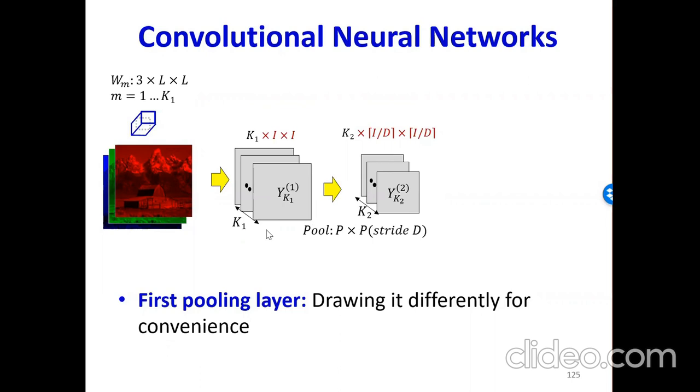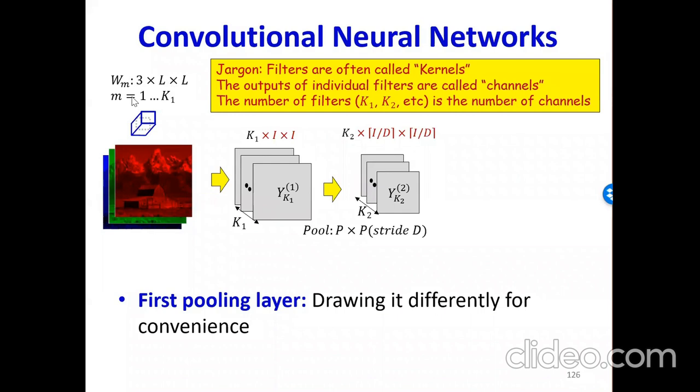And then I'm going to introduce a little more jargon here. These convolutional filters are often called kernels. The outputs of the individual filters are called channels. So here, because we have K1 filters, the output has K1 channels. The pooling layer works on individual channels output by the convolution layer, so the pooling layer output has exactly as many channels as the previous layer. So K2 is going to equal K1 over here.